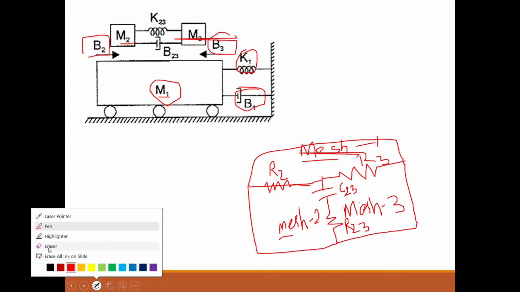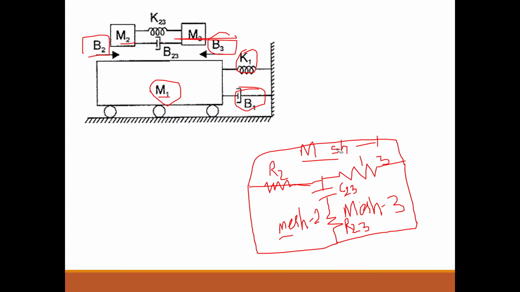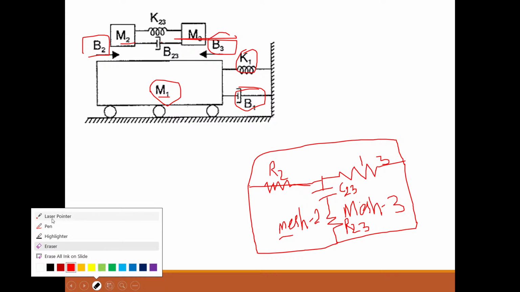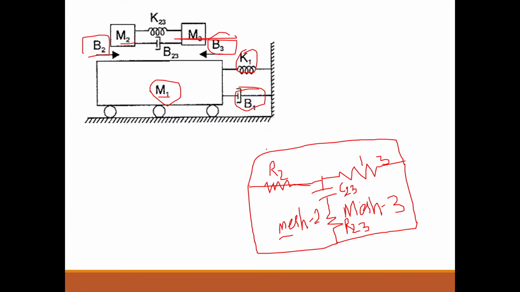So I will just erase here. I'm erasing this mesh 1 here. So this is our mesh 1. How many elements will be there? Total 3 elements. What are those 3 elements? One is the M1. M1 means L1. So you can take a pen and draw an inductor here. You have to erase that line actually. This is L1.